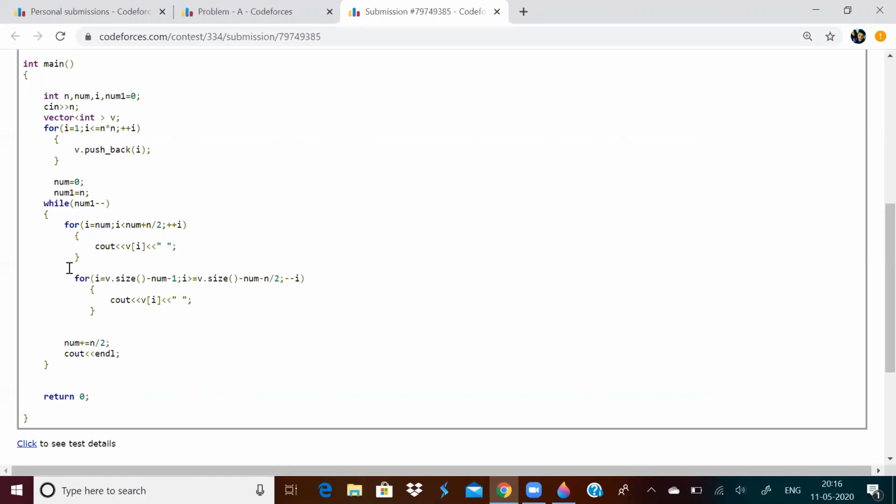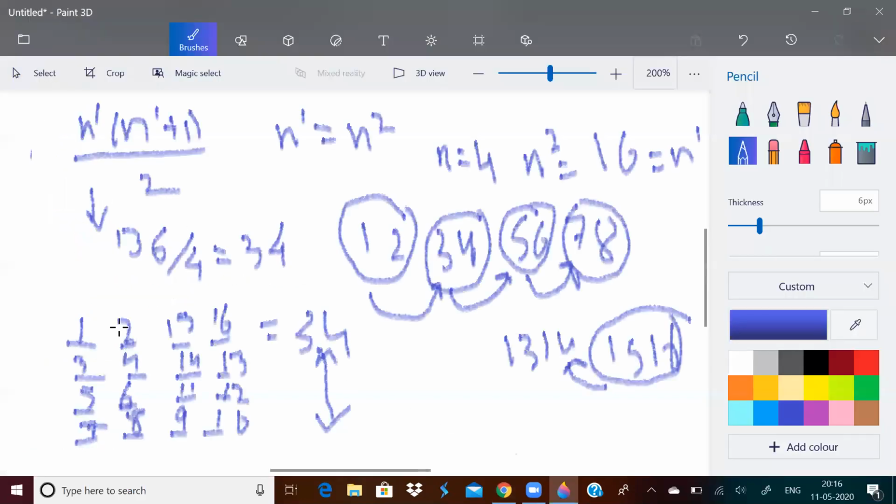So this code is the same as what I explained over here. Just print n by 2 elements, delete them, print n by 2 elements, delete them, and do the same thing from the back side. So n by 2 elements from the front, n by 2 elements from the back, delete them, and so on. You have to do this for n lines.